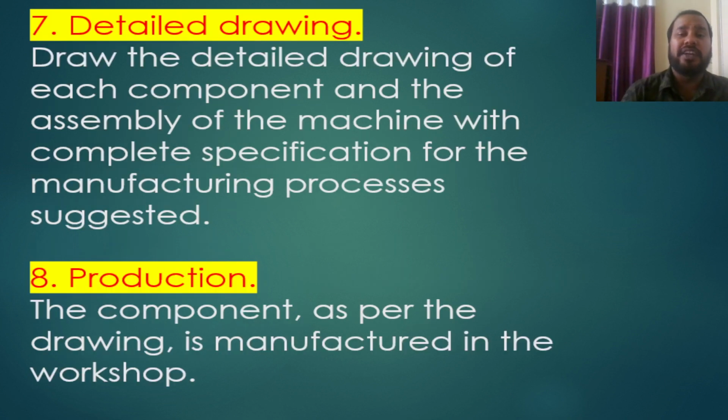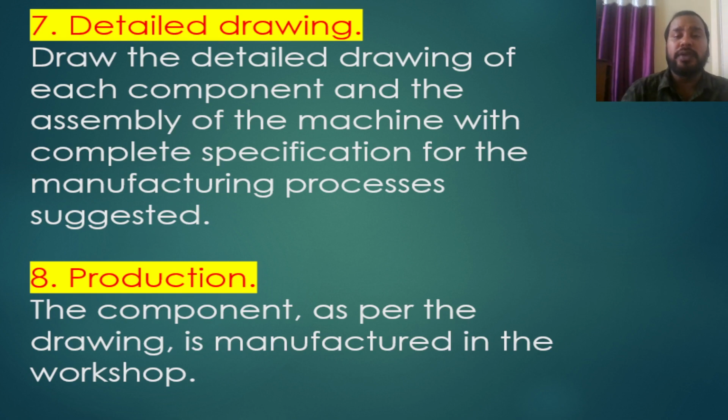Next come to detailed drawing. After the proper modification, now come to detailed drawing. That means draw the detailed drawing of each component and the assembly of the machine with complete specification for the manufacturing process suggested. In this phase we will draw completely each and every individual part to be manufactured, so that the production engineer or manufacturing engineer will analyze each parameter and will be able to manufacture it without any problem.